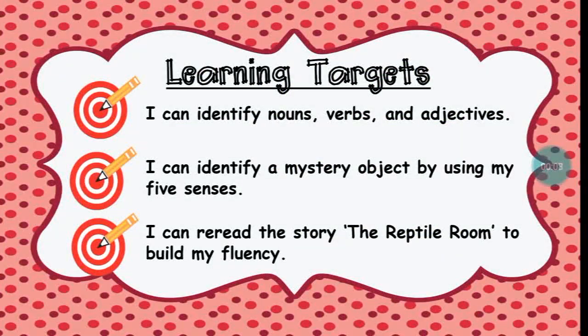At the end of this class, you should be able to identify nouns, verbs, and adjectives. You should be able to identify a mystery object by using your five senses. You should be able to reread the story, The Reptile Room, to build your fluency.